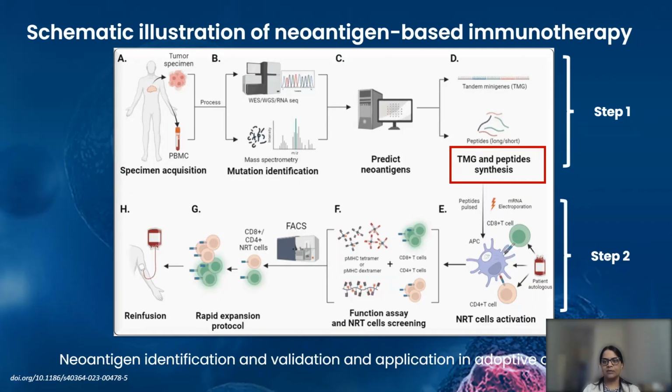The second step includes the isolation of cells from the patient, and then T cells are co-cultured with the neoantigen presenting cells. After in vitro modification and expansion, the neoantigen reactive T cells, if needed, are sorted and can be infused back to the patient. In short, this process of manufacturing NRT cells, neoantigen based T cell therapy, requires the identification and synthesis of neoantigen.